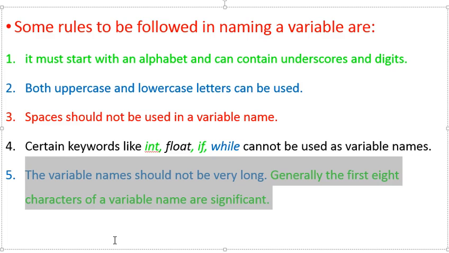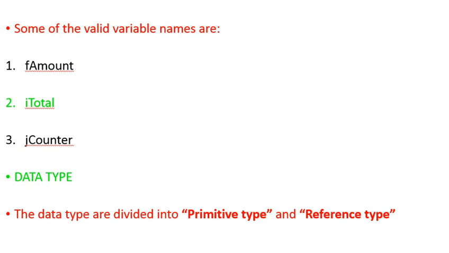We are not told that it has to contain a number, but there is a rule that says the first 8 characters of the variable name are very significant, meaning when you are writing, try to make it a minimum of 8 characters, but it shouldn't be very long.